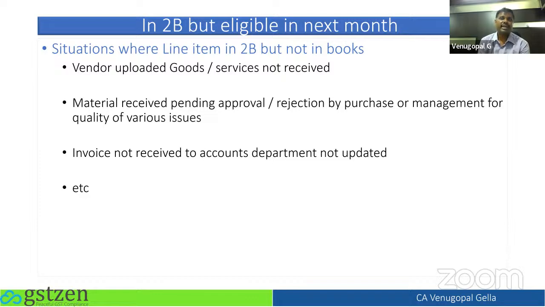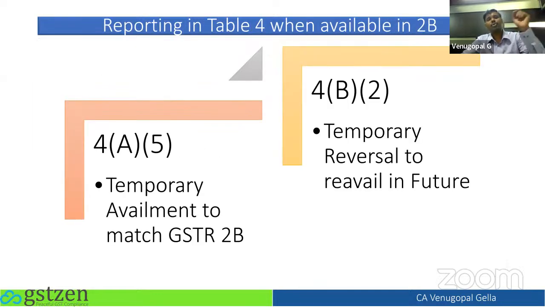So it could be any lines in the purchase register saying that the vendor has uploaded the goods, but I have not received them, or I have received them but I'm not intending to use them, I'm returning them back. Or the goods have come, but the invoice has not come, and I don't know whether it belongs to me or not. Any of these things, you can mark as temporary in nature. These temporary items would be parked into 4B2 for re-availment in future, and whenever you are re-availing, you will bring them into 4A5.